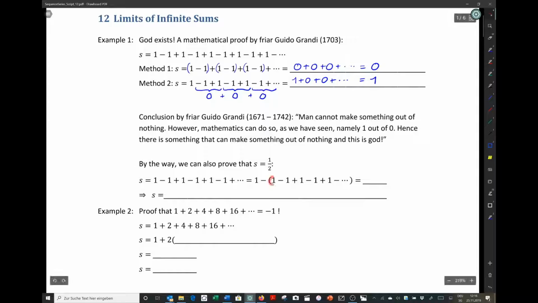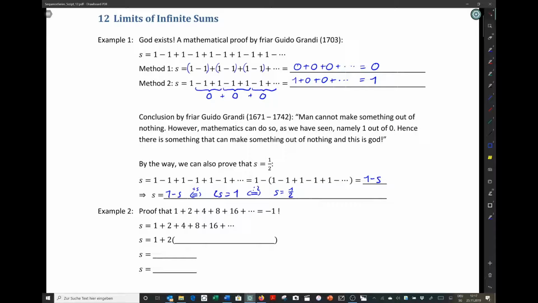And what we see here in the bracket is actually exactly the original S. So we see S is 1 minus S. Let's rewrite that: S is 1 minus S. We can add S, so we get 2S equals 1. And by dividing by 2, we see S is 1/2, as said before.